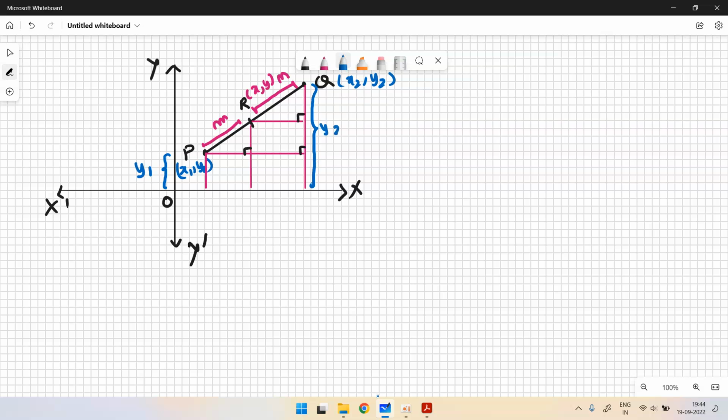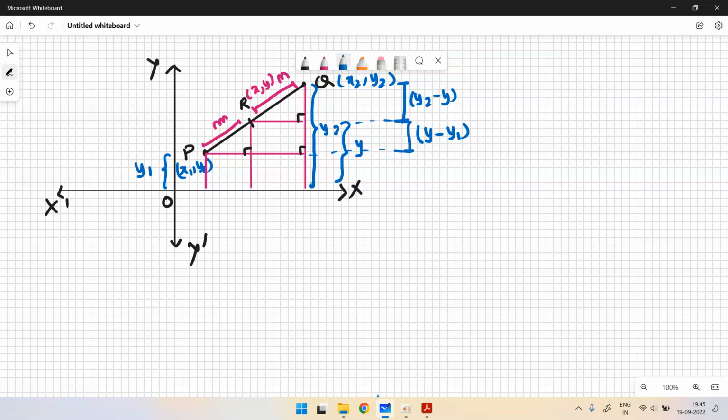And what is this length? This is x1, x, y, so this will be y, which implies this length will be y2 minus y. What is this length? This much length till here, this is y and this is y1, which implies this is y minus y1.